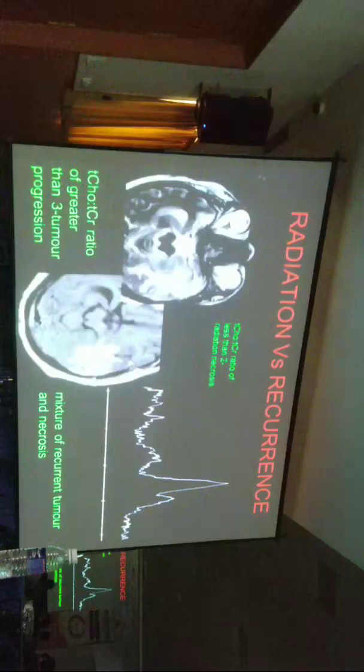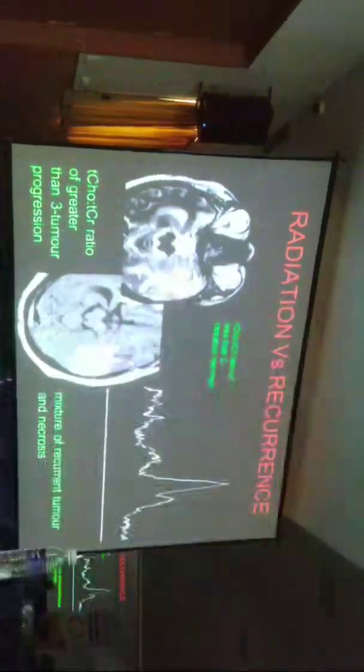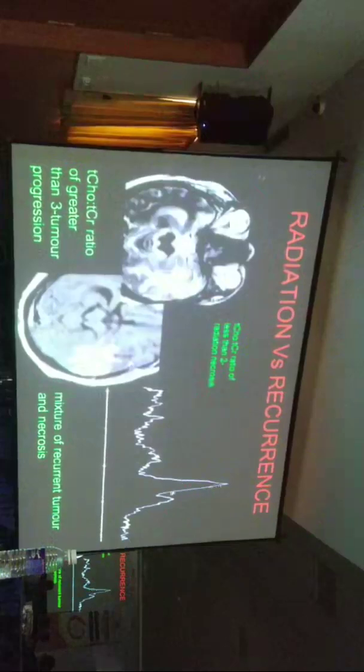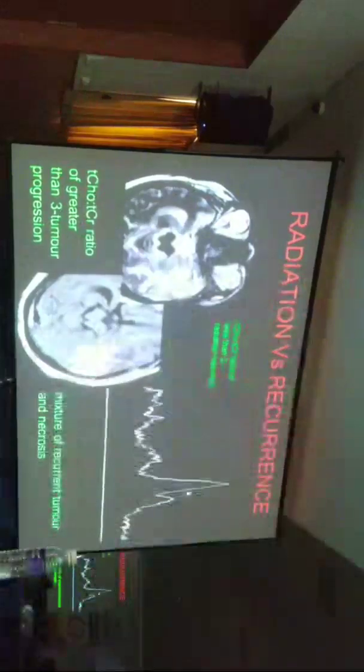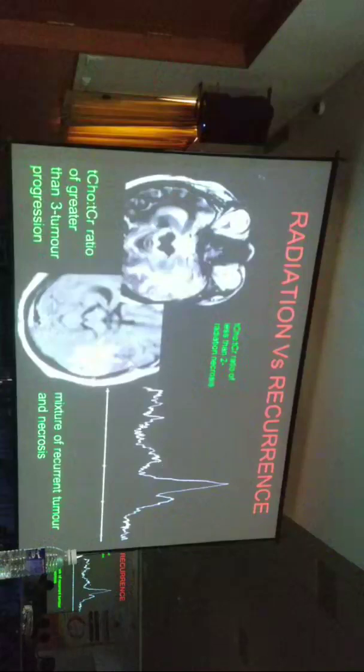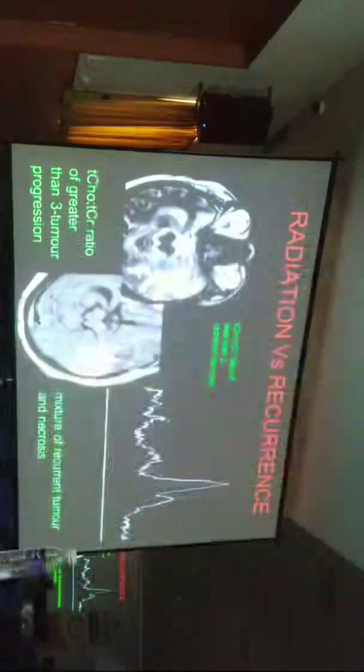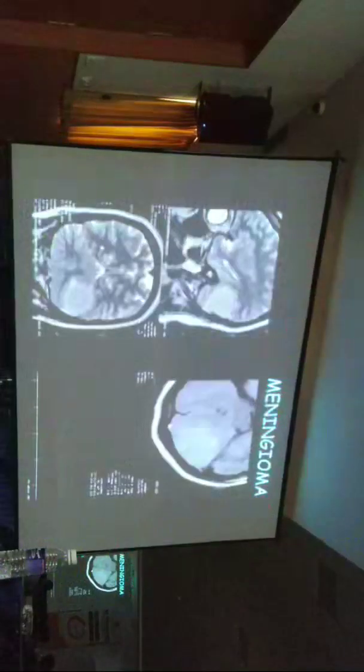Here is one example, a post-radiation patient that shows very tall lipid lactate. This is at 1.3. Again, I told you if you see a peak at 1.3, then it may be a lipid or lactate. That indicates necrosis. Another thing to note is that a small amount of choline is also there. So this is a combination, a mixture of residual tumor with radiation. It is not purely radiation necrosis, because choline is elevated when compared to the creatine. So there is a mixture of recurrent tumor and necrosis.